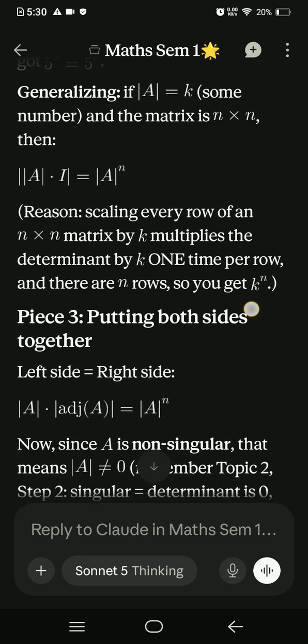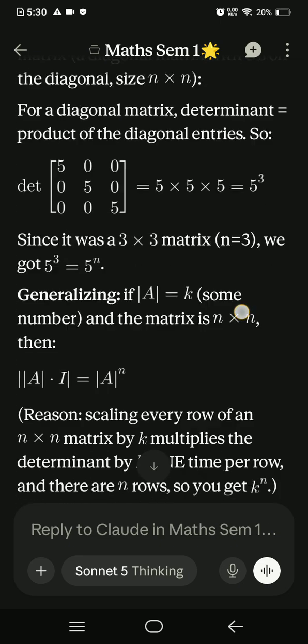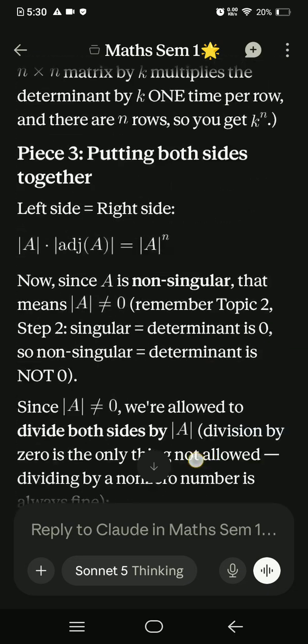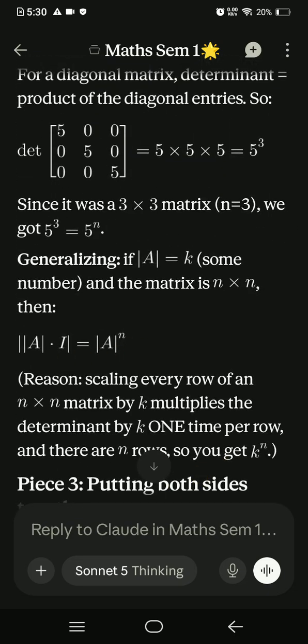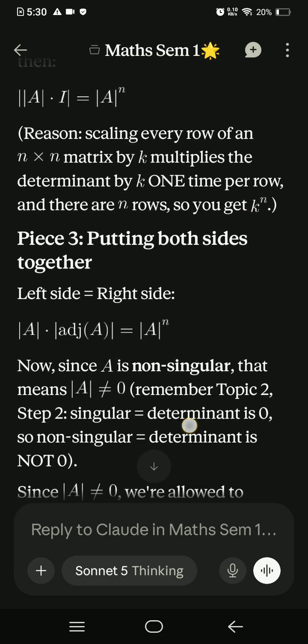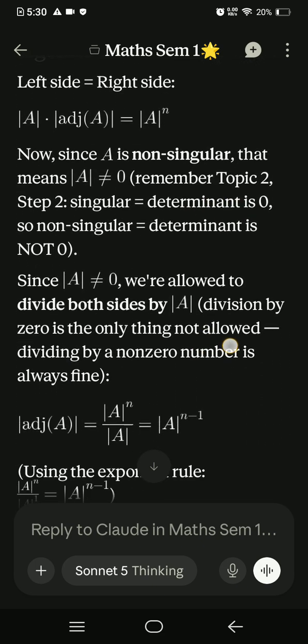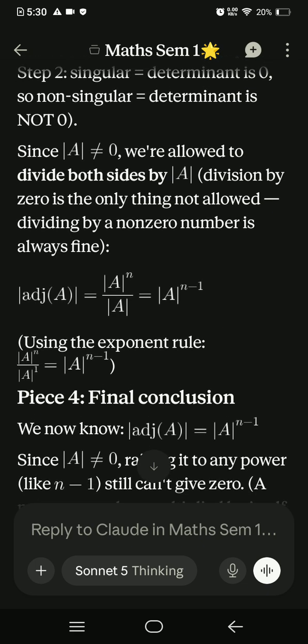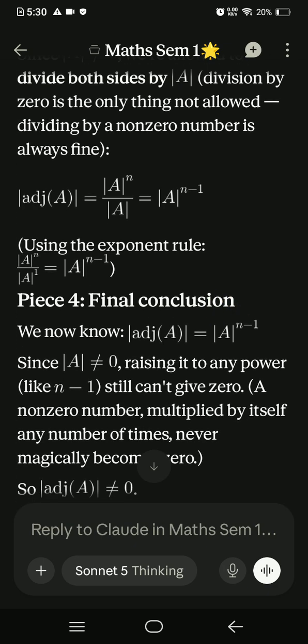I got the idea. Putting both sides together, now it's simple. This was the part that was confusing me, this identity. Fine. The rest is all pretty simple. So using the exponent rule, we have this final conclusion. We now know that this equals this.